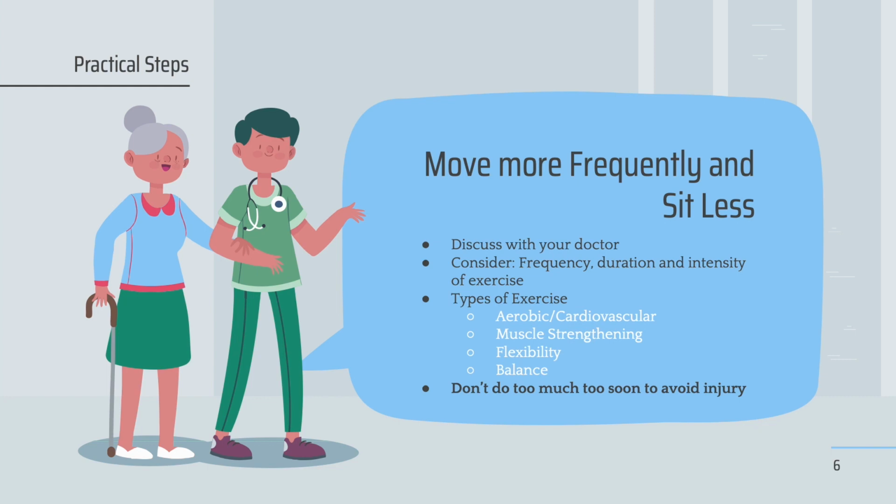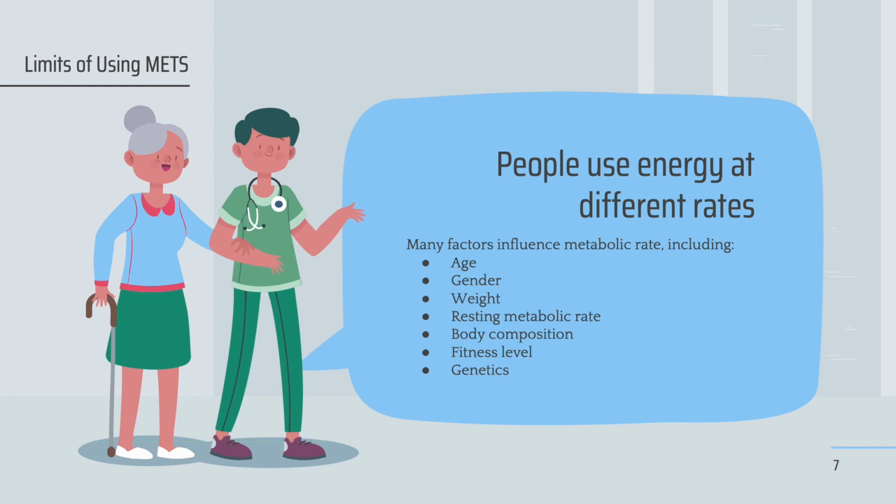When considering the type of exercise, there are a few different ones. There are aerobic cardiovascular exercises, which are things like running and swimming. There are muscle strengthening exercises like weightlifting, flexibility exercises, which involve stretching, and finally balance exercises. And it's important to note that it's not helpful to do too much too quickly because it can result in injury.